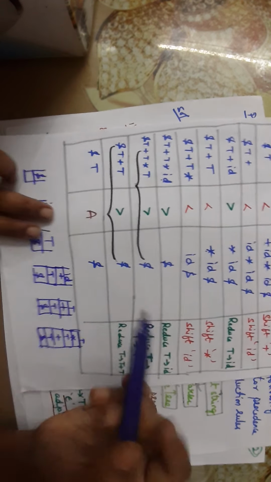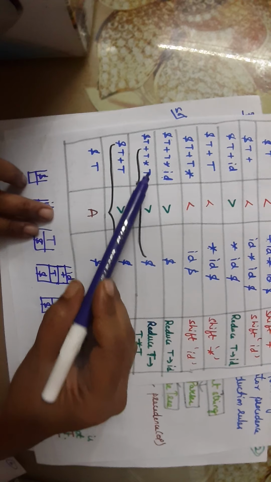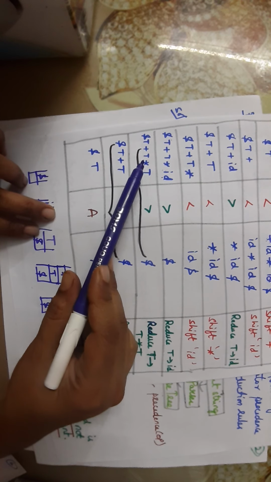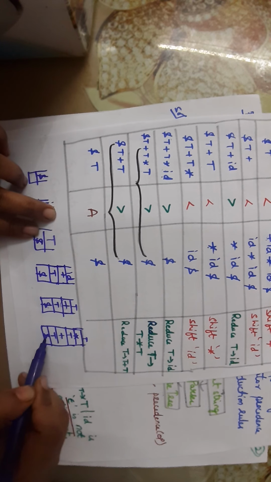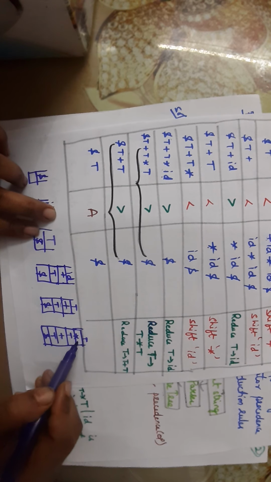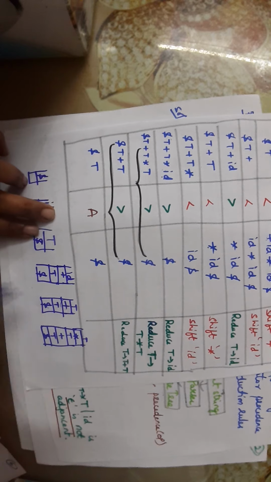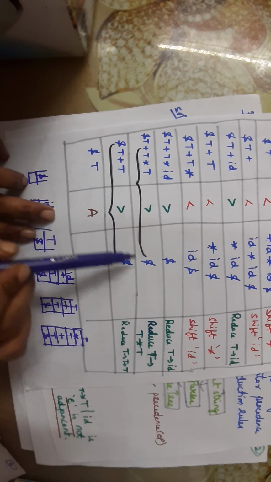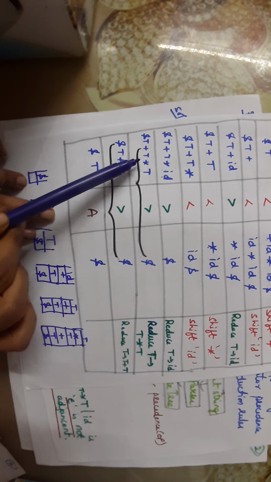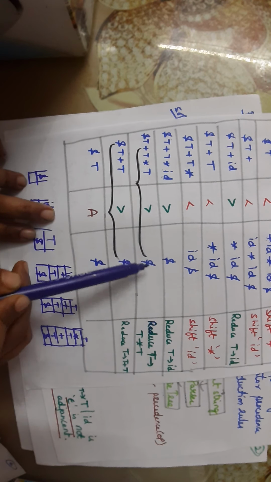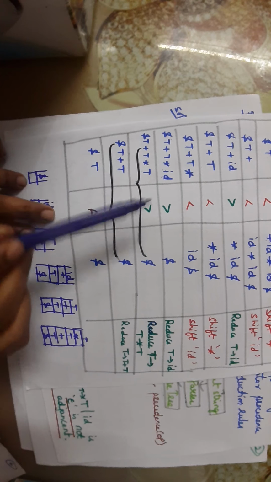Now since this T is there, we cannot compare it, we need to go for the next topmost symbol, that is star, our topmost terminal value. Among star, plus and dollar, among these three, star is the topmost. So we have to take the topmost terminal. So star is compared with dollar now. When you compare star with dollar, star is greater than dollar.